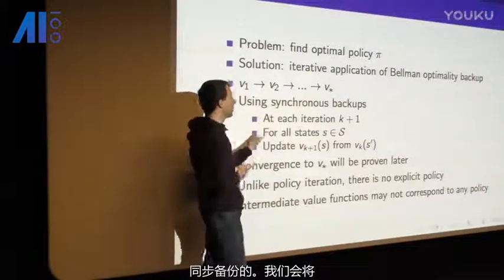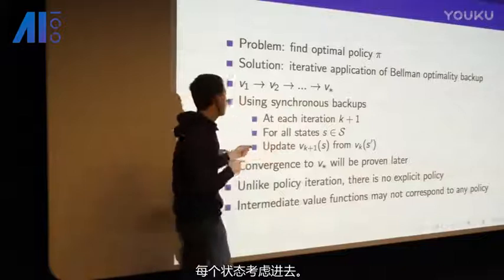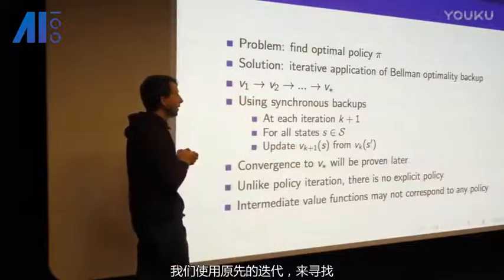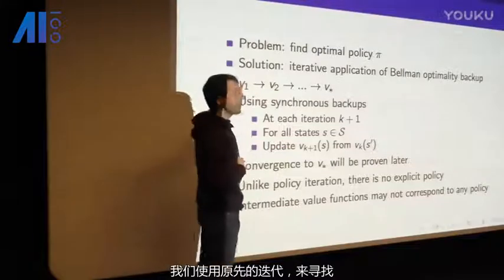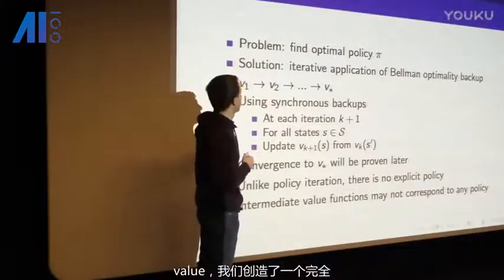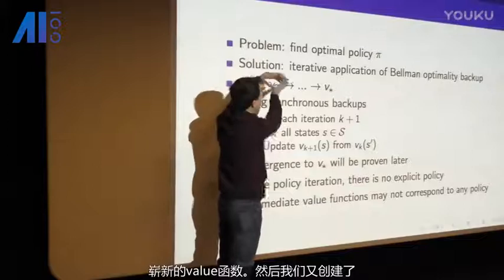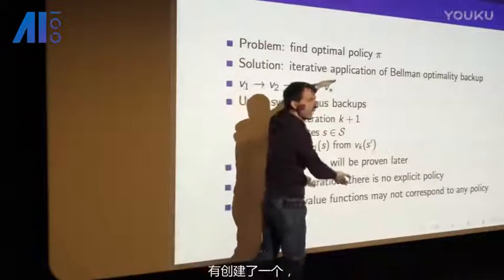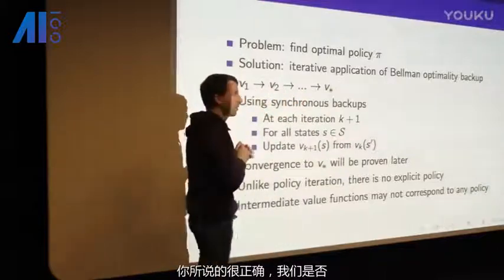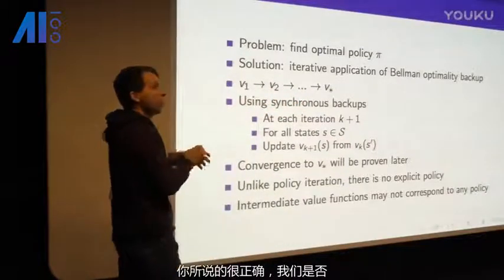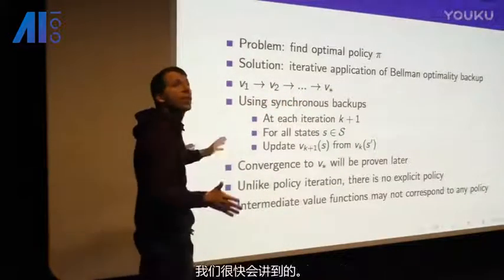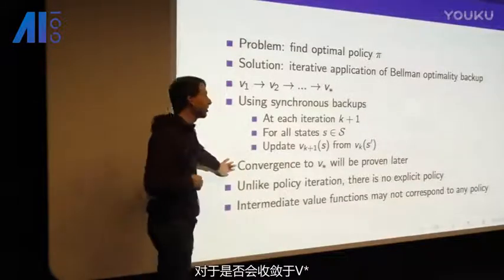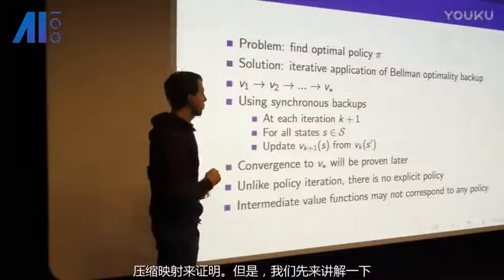So each iteration, we consider each state in turn, and we do one of these one-step look-aheads from that state, using our previous iteration to seed the values. We build a whole new value function, and then we build a whole new value function again, and again. And the question earlier was, do you always have to build the entire value function? And we'll see that you don't actually in the next slides. But convergence to V star, we can again prove using a contraction mapping.